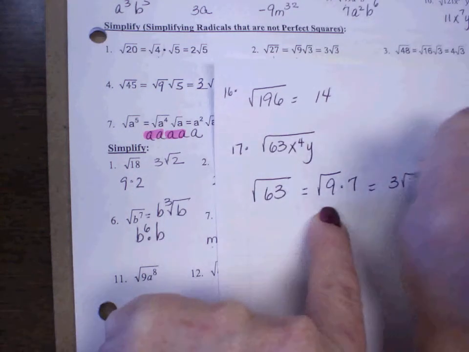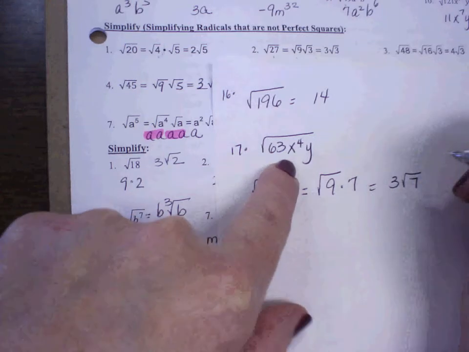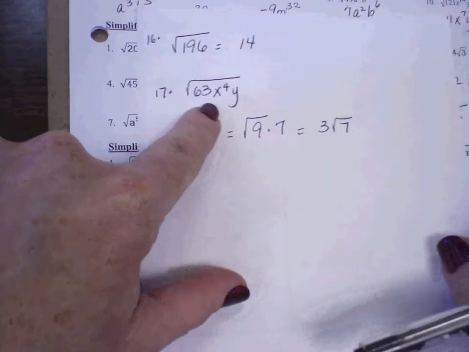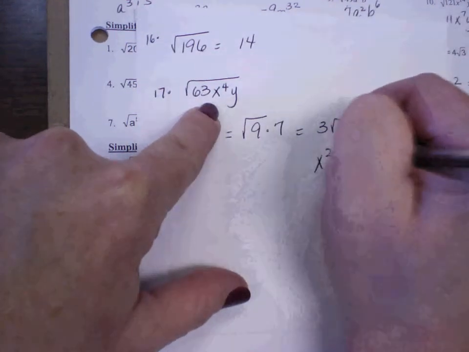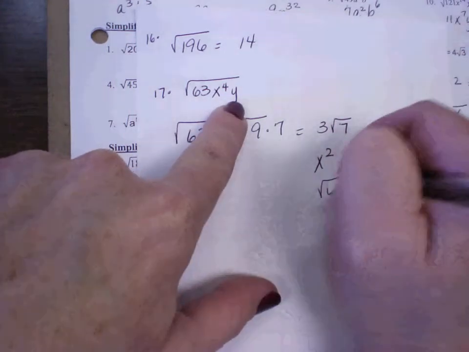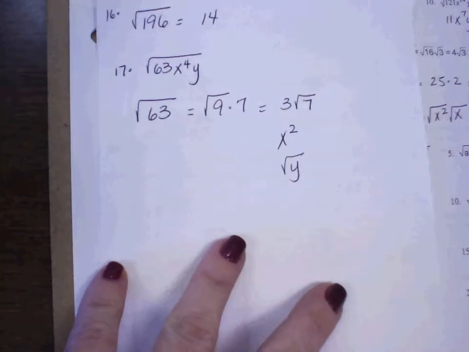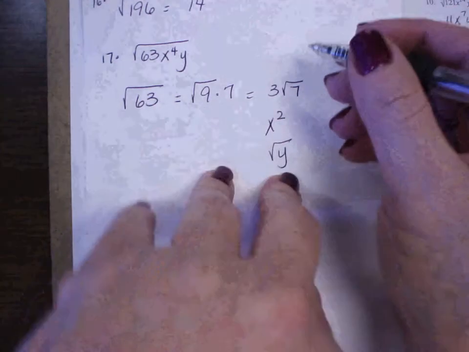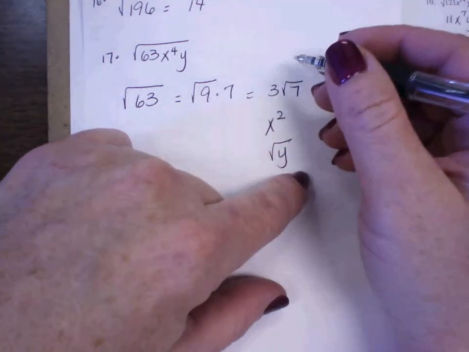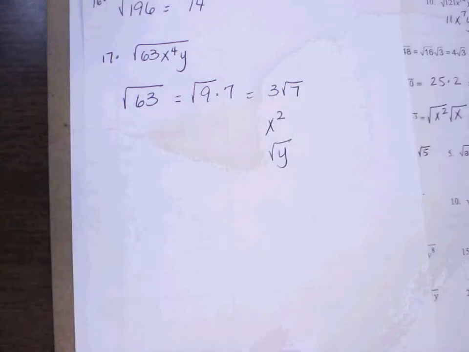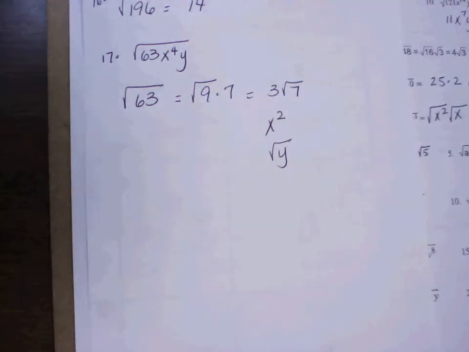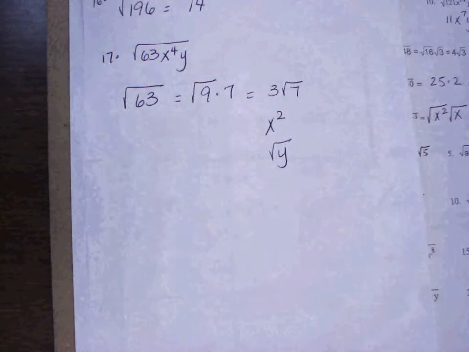All right, square root of 63. I just told you. 9 times 7? Yes? And the square root of 9 would be 3 square root of 7. What's the square root of x to the 4th? And then that one has to stay in, right? It doesn't have a partner to come out. Lonely.